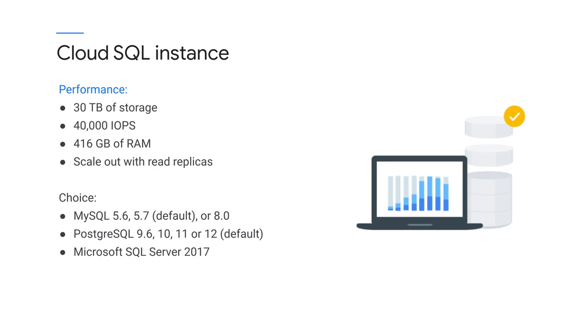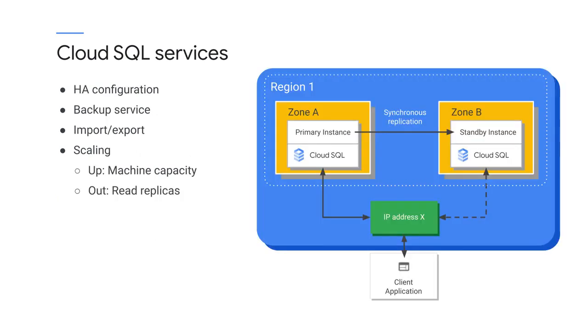Cloud SQL delivers high performance and scalability with up to 30 terabytes of storage capacity, 40,000 IOPS, and 416 gigabytes of RAM per instance. You can easily scale up to 64 processor cores and scale out with read replicas. Currently, you can use Cloud SQL with either MySQL 5.6, 5.7, or 8, PostgreSQL with 9.6, 10, 11, or 12, or either of the Web, Express, Standard, or Enterprise SQL Server 2017 editions as of this recording. Let's focus on some of the other services provided by Cloud SQL.